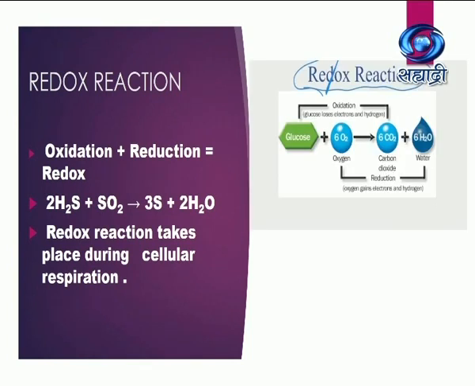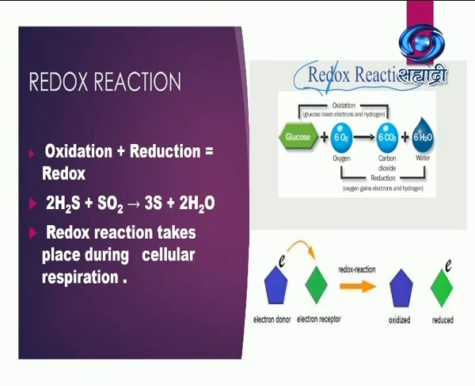Here is again some explanation for the redox reaction in cellular respiration. Glucose undergoes oxidation, glucose loses electrons and hydrogen, and oxygen gains electrons, and thus carbon dioxide and water are formed. This particular diagram will make it more clear how this redox reaction takes place.